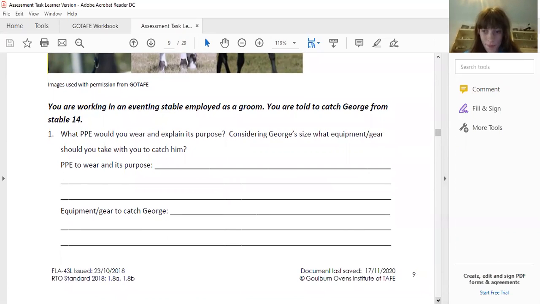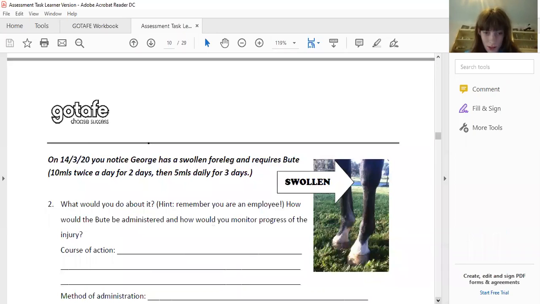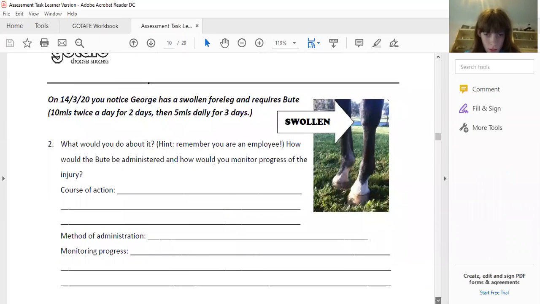Yep. Awesome. Question 2 says, okay, on the 14th of March this year, you notice that George has a swollen foreleg. So he's got just a bit of a bump here around his knee area. So it's not huge, but it is a visible swelling. And he requires some bute, or the anti-inflammatory phenylbutazone. So he's supposed to have 10 mils twice a day for 2 days, and then 5 mils daily for the next 3 days. So what would you do about it?